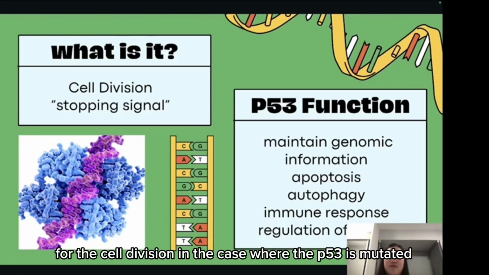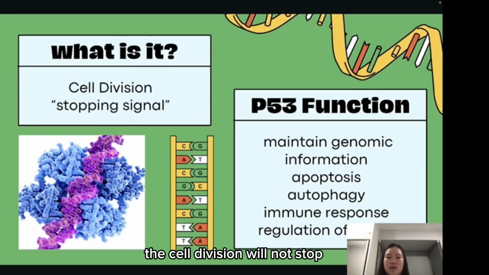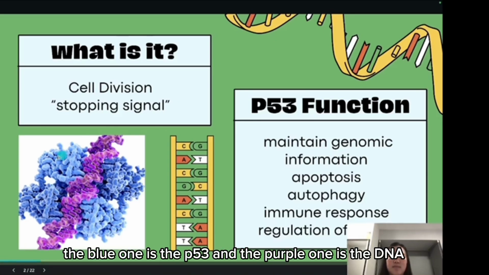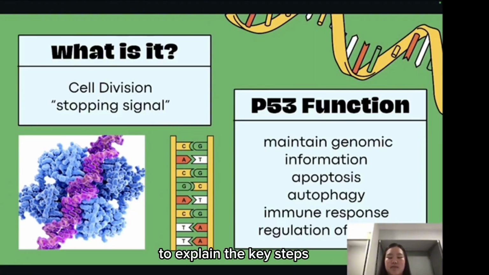In the case where the p53 is mutated, the cell division will not stop and will continue to divide. This will cause an abnormal growth of cells. This condition becomes really dangerous if the mutated cells are the ones that continue to divide, and this will further lead to tumor. This is how the p53 looks like. The blue one is the p53 and the purple one is the DNA. Now I will pass to Yip Teng to explain the key steps.